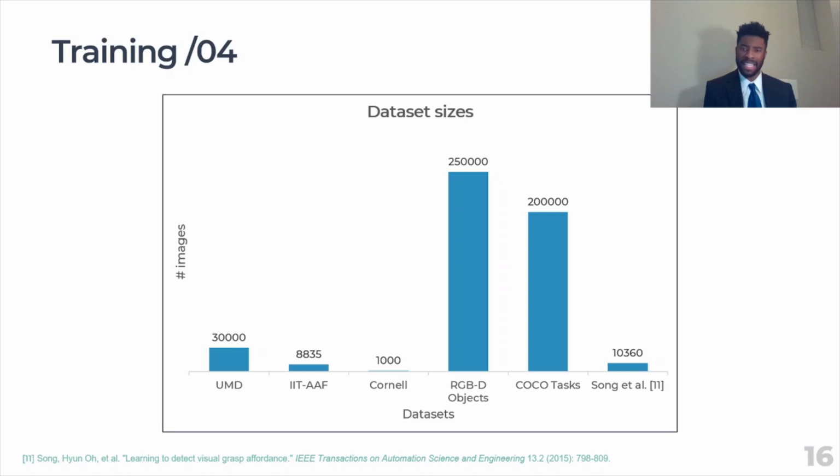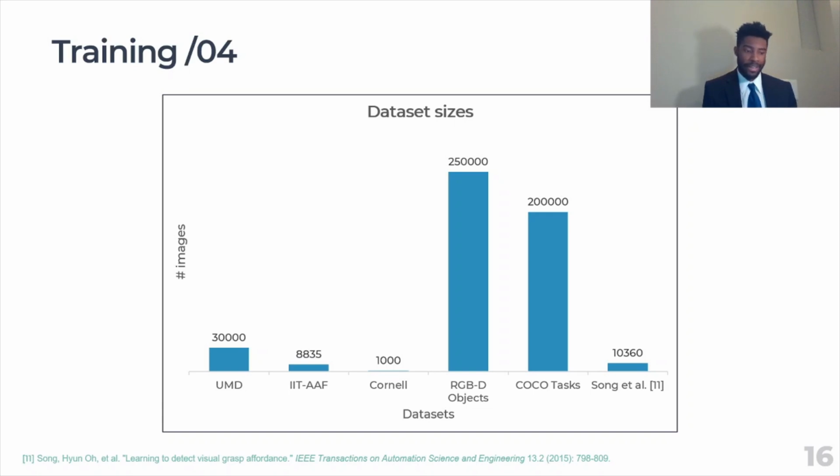So when you're talking about datasets, this slide has a general list of the most popular ones, the two most popular being the UMD and the IAT-AAF datasets. As you can see, there's a wide variety in the number of images that they have. Something unique about the UMD dataset specifically is that it uses a Kinect sensor made by Microsoft to create the RGB-D values that are featured in the dataset.